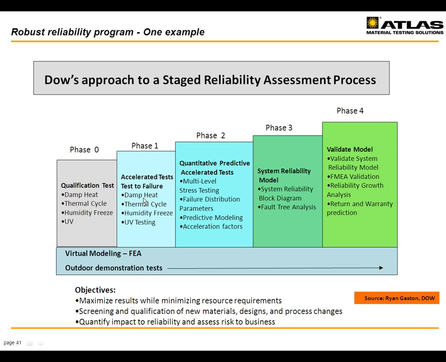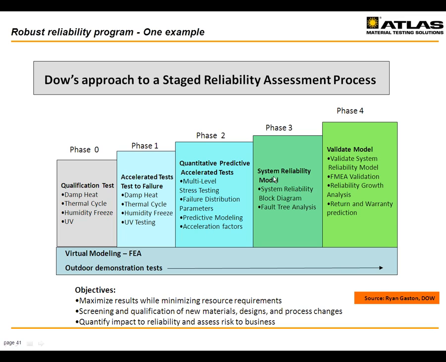Test to failure using damp heat, thermal cycle, whatever you have available. Test the materials to failure is what Dow's doing. And then they're doing some in phase 2 quantitative predictive accelerated tests. They're using multi-level stress testing, failure distribution parameters, predictive modelings, and they're coming up with acceleration factors.